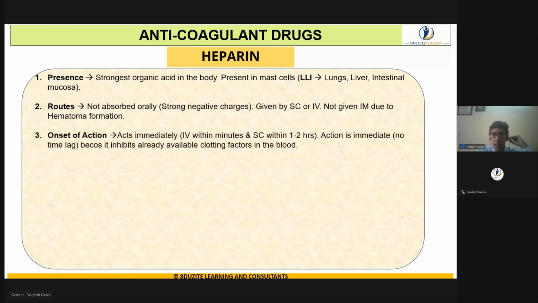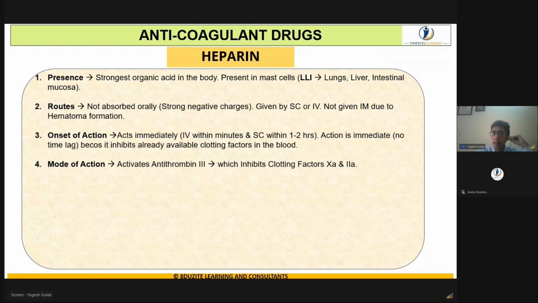Third, the onset of action. Heparin acts immediately. If you give it IV, it will act within minutes. If you give it subcutaneously, it will act within 1 to 2 hours. Action is immediate because it inhibits the already available clotting factors in the blood. So clotting factors are circulating, it kills them, and the action is immediate. Warfarin is the other way around. Mode of action, I already talked about. It activates antithrombin 3, which then inactivates clotting factor 2A, and in the case of heparin, it blocks both clotting factors 10A and 2A.